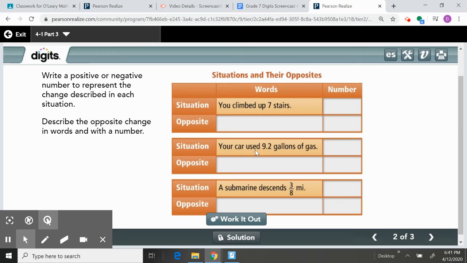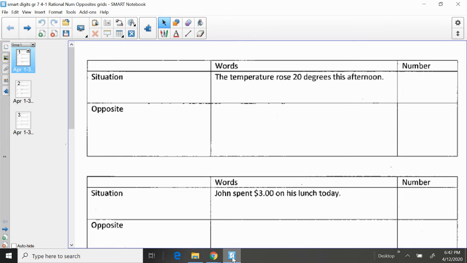Situation, your car used 9.2 gallons of gas. If it used it, that means your gas is going down, which would be negative 9.2. You went to the gas station and fueled up. You put 9.2 gallons of gas into your car. That would be 9.2, a positive number. A submarine descends 3/8 of a mile. Descends means going down, so that would be a negative 3/8. Then the opposite situation, a submarine ascended or went up 3/8 of a mile, which would be positive 3/8. So what I want to show you is what you're going to be doing today with that.